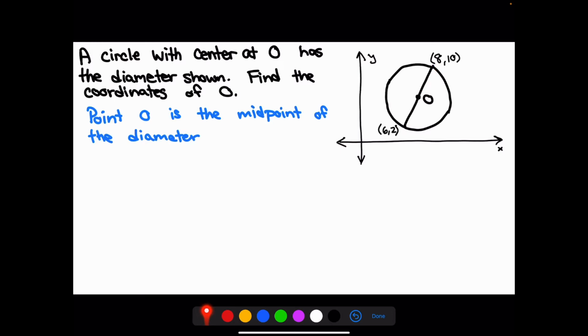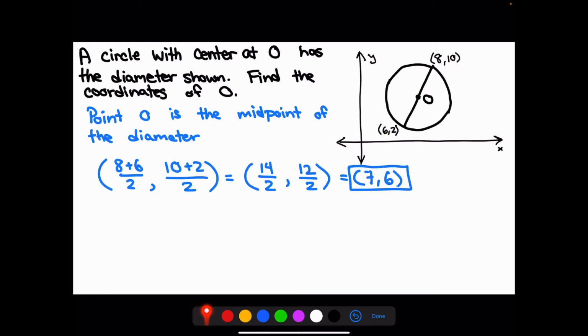So we have 8 plus 6 divided by 2. Well, 8 plus 6 is 14, divided by 2 is 7. And then for our y value, 10 plus 2 is 12, divided by 2 is 6. So the center of the circle is at 7, 6.